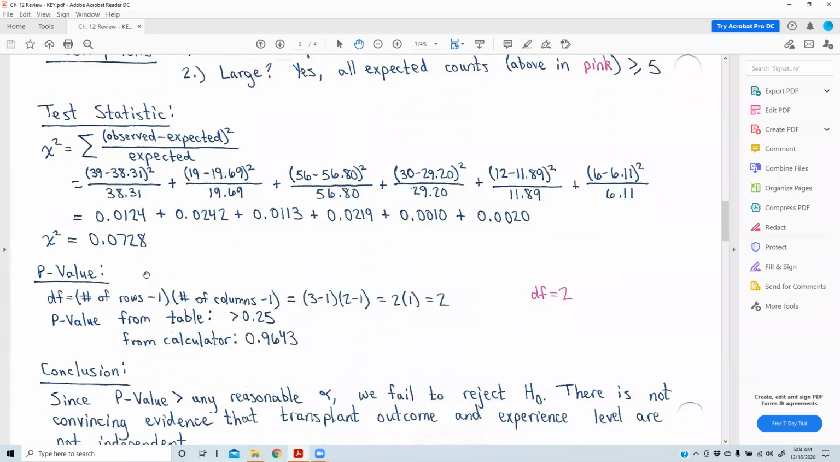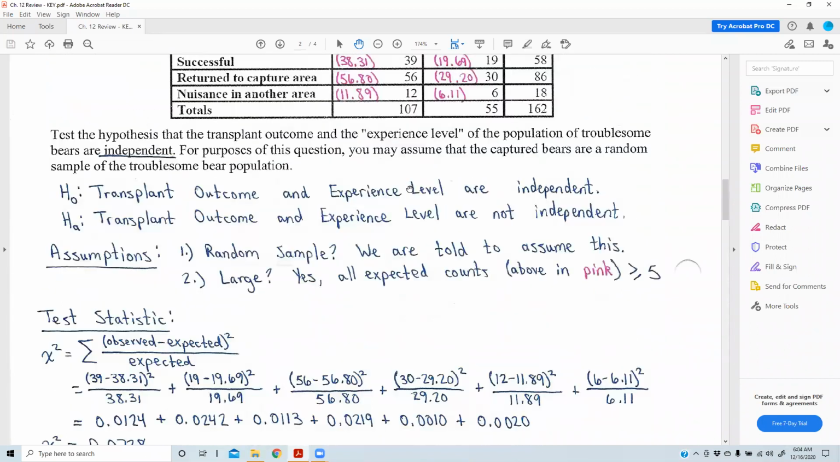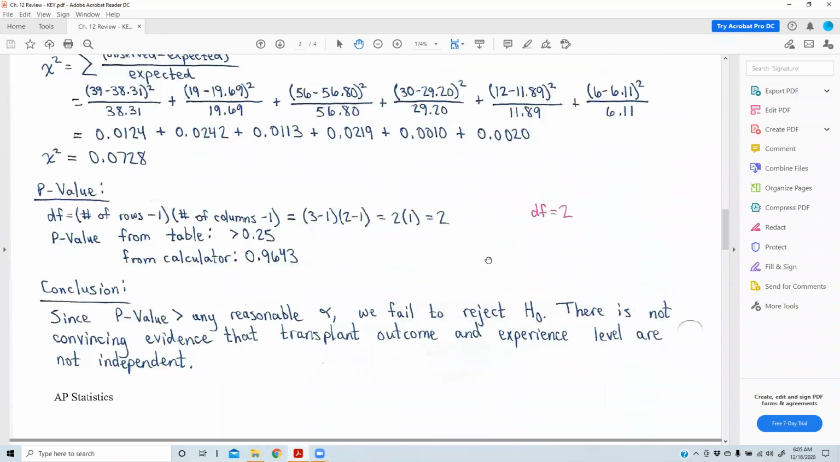So then we take that and we look at our table. Well, first we've got to get degrees of freedom. So we do the number of rows minus 1 times the number of columns minus 1. There's 3 rows, so 3 minus 1 is 2. And there's 2 columns. So 2 minus 1 is 1. Which means we have 2 degrees of freedom.